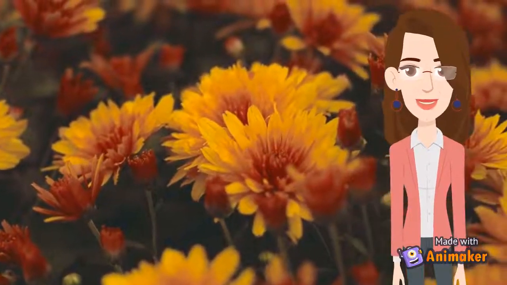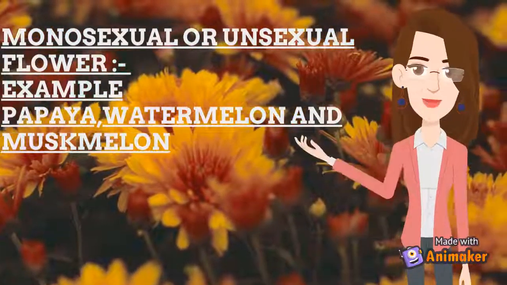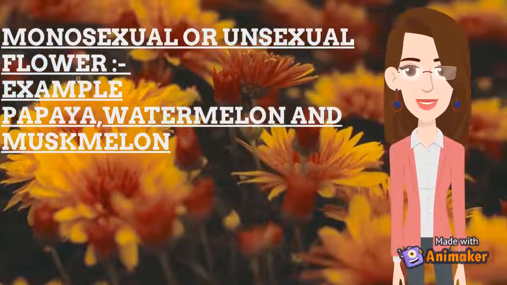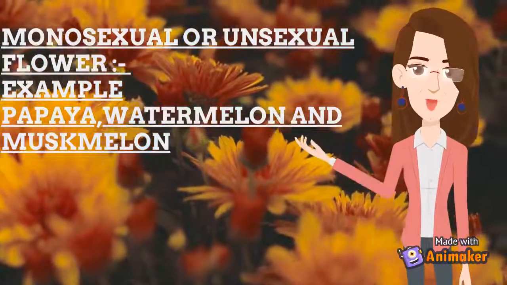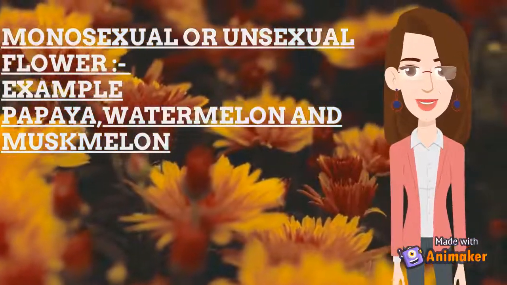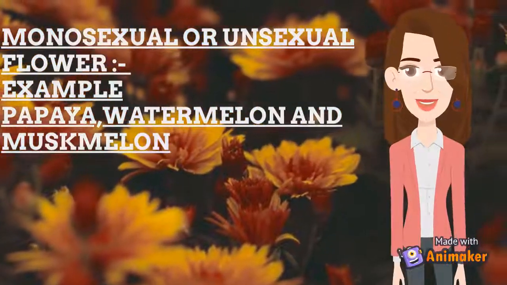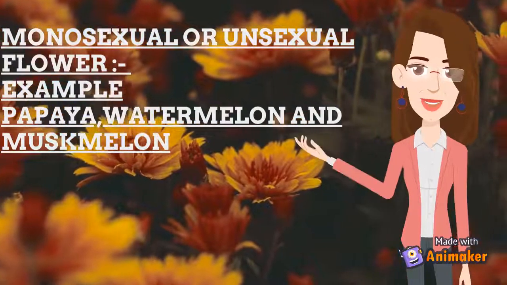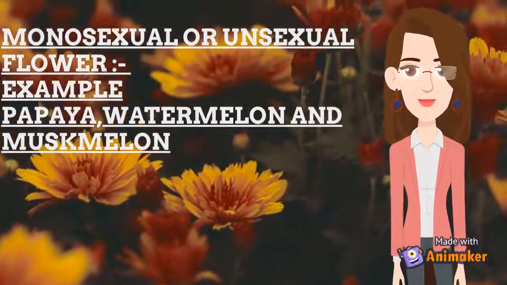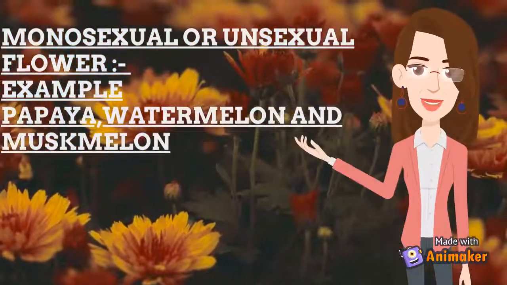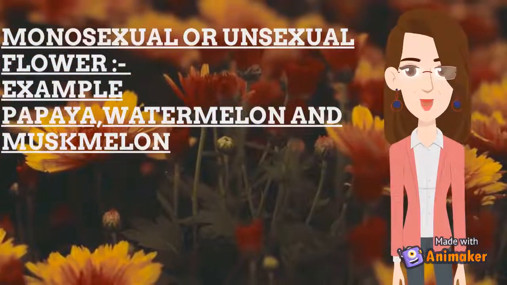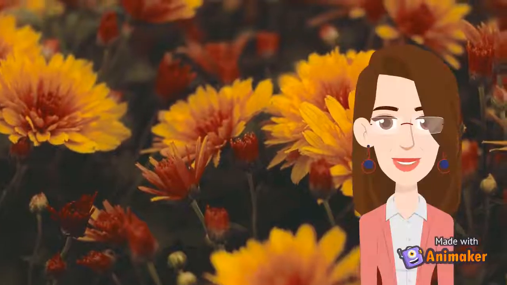And based on the presence and absence of reproductive parts, flowers are of 2 types: monosexual and bisexual. Monosexual or unisexual flowers are the flowers which contain either stamen, which is the male reproductive structure, or the pistil, which is the female reproductive structure. Examples of monosexual flowers are papaya, watermelon, cucumber and muskmelon.